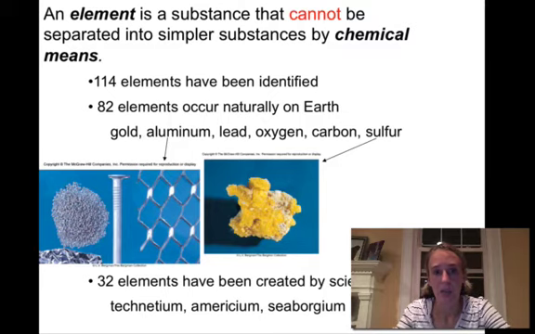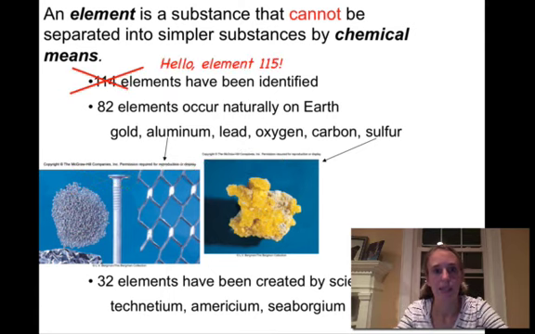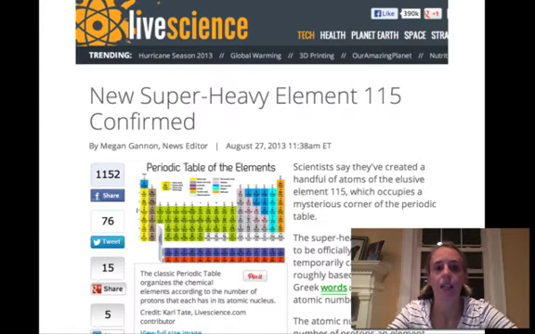Now, I didn't mention that first bullet point because these slides are now a little bit dated as of a couple weeks ago. Scientists have recently identified element 115. There's not a lot known about it. These man-made elements are typically not very stable, so there's not a sample of element 115 that you can just order from a chemical supply company. But it does have some pretty interesting properties.